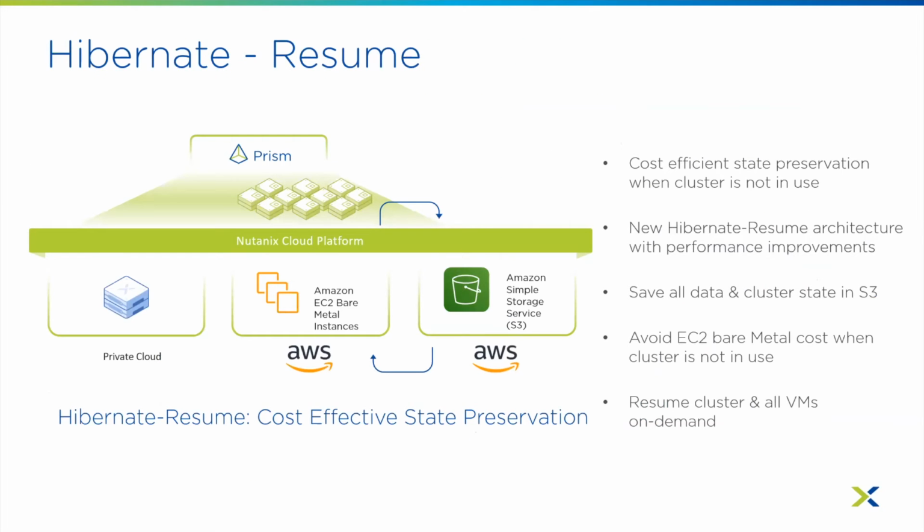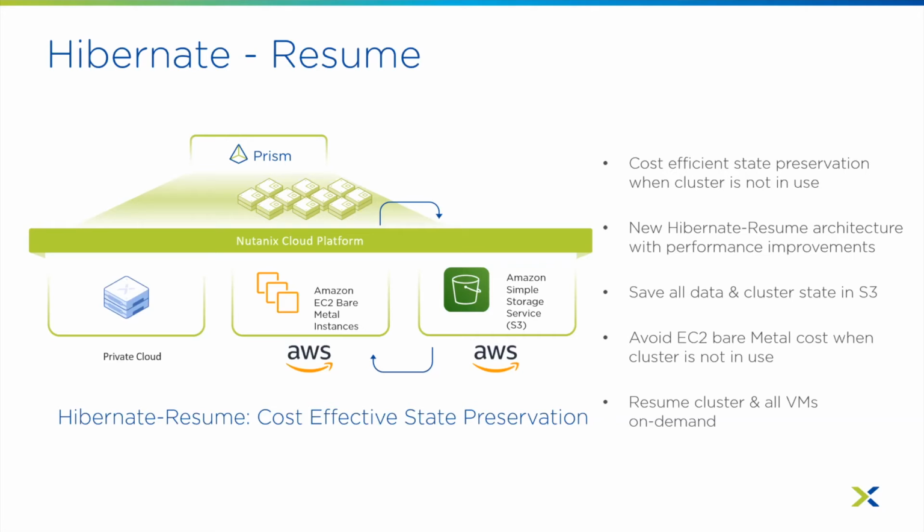So hibernate and resume. This is available in GA on AWS. The main thing here is being able to only get charged for compute consumption when you're actually using it. So what you do is basically you go into the portal, you tell it to hibernate, it backs everything up to S3. And then when you want to resume, go back in the portal, tell it to resume, and it brings that cluster back up and restores from S3 storage.